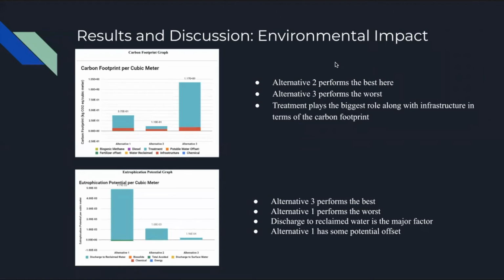Onto our results and discussion for our environmental impact here. If you look at the carbon footprint per cubic meter graph, alternative 2 performs the best here, while alternative 3 performs the worst. Treatment plays the biggest role here along with infrastructure in terms of the carbon footprint. The other factors do not play that big of a role. For the eutrophication graph, alternative 3 performs the best, while alternative 1 performs the worst. Discharge to reclaim water is a major factor here, and there's some potential offset on alternative 1.